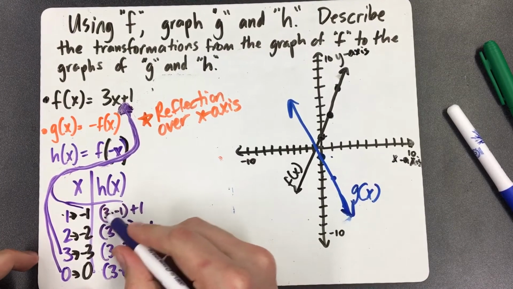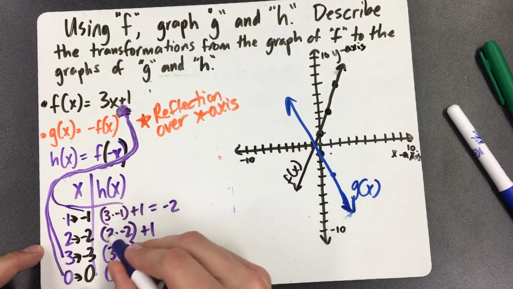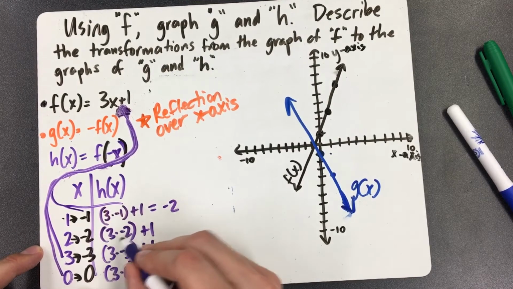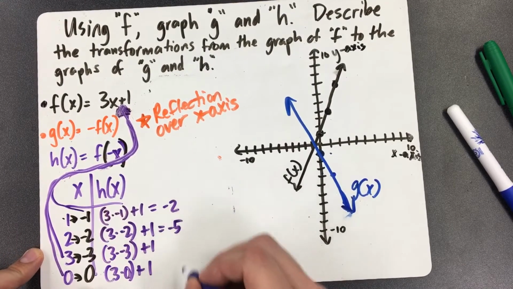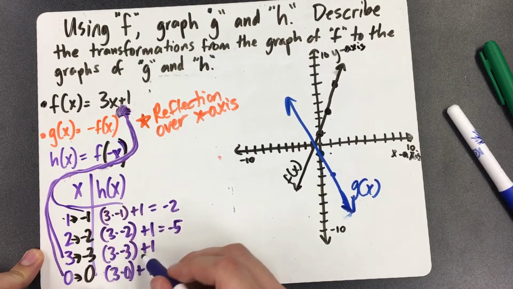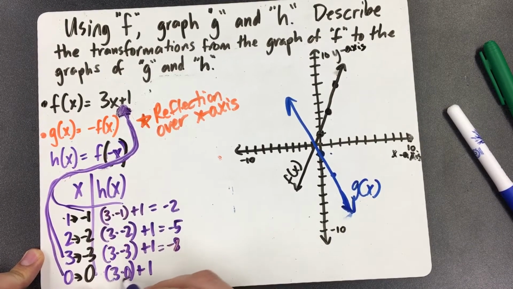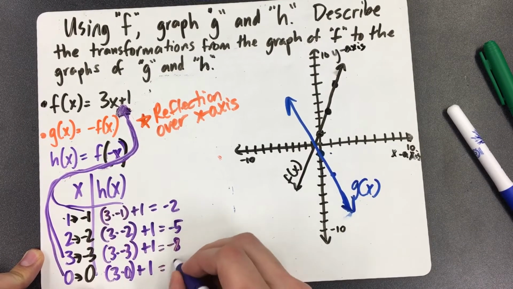3 times -1, that's -3. -3 plus 1 is -2. Here, 3 times -2 is -6. -6 plus 1 is -5. 3 times -3 is -9. -9 plus 1 is -8. And then here, 3 times 0 is 0. 0 plus 1 is just 1.